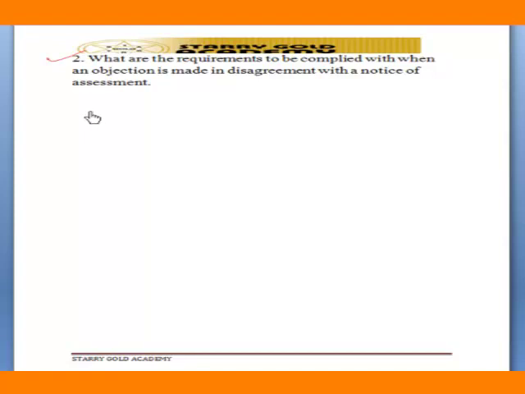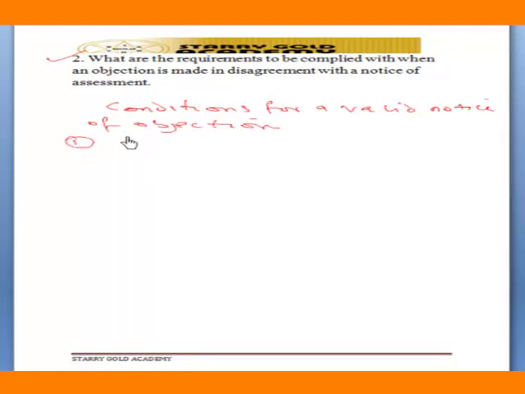What are the conditions? Come down here and put conditions for a valid notice of objection. And what are these conditions? 1. It must be made in writing.